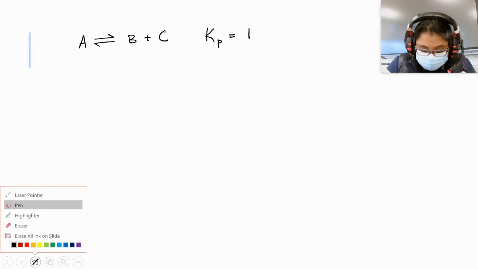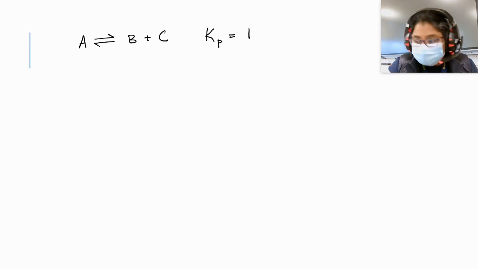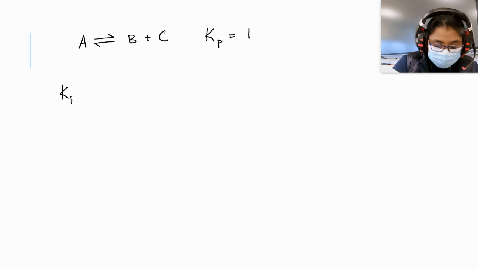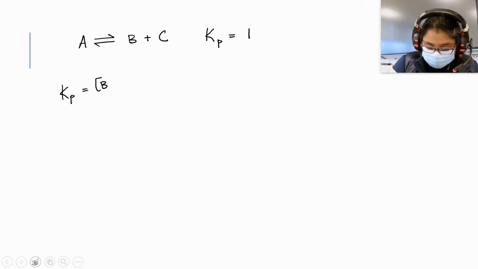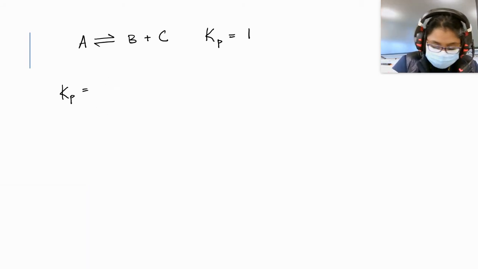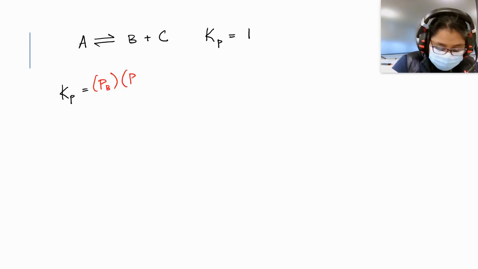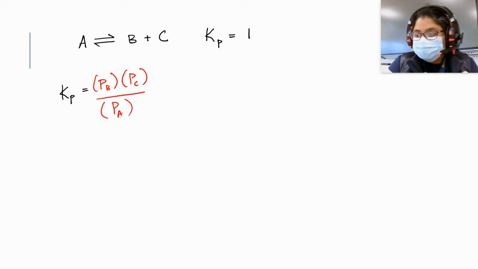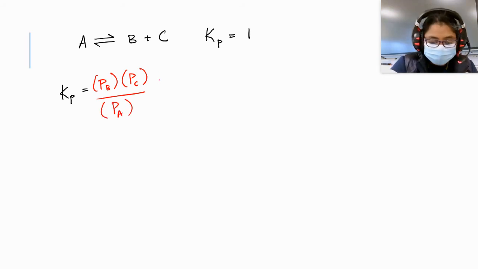All right. So back to our equation. We have Kp equals 1. If Kp is equal to 1, let's write our equilibrium expression. Concentration of B, oh, not concentration, we're dealing with gases, so partial pressure. Mistake. Partial pressure of B times partial pressure of C over partial pressure of A. Okay? So this is going to just be 1.